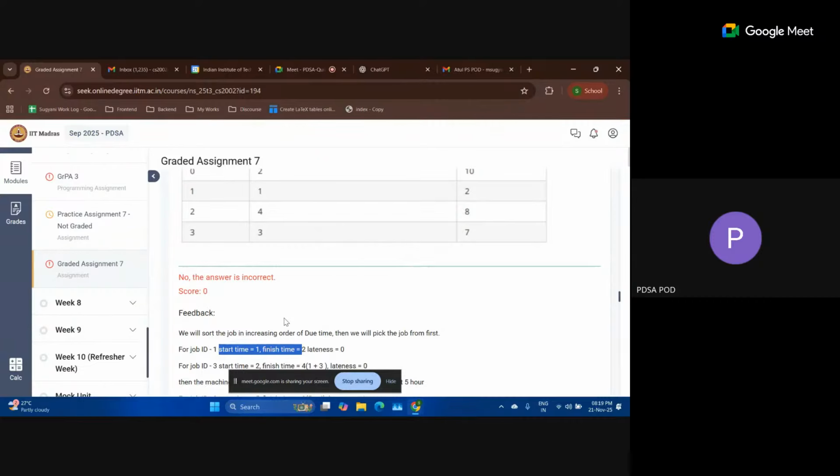Let's say we are starting at point 1. Start time is 1, and we are starting with job ID 1. Then the finish time will be 2, so lateness will be 0.